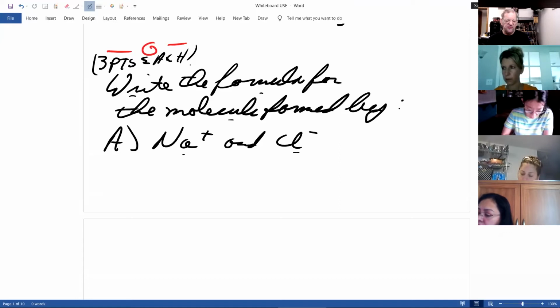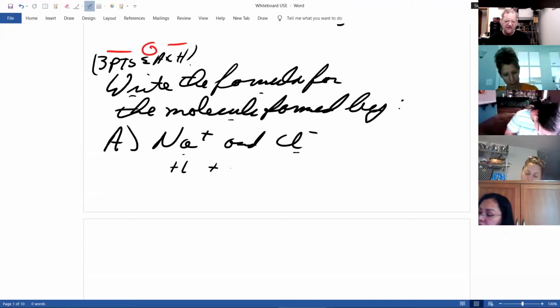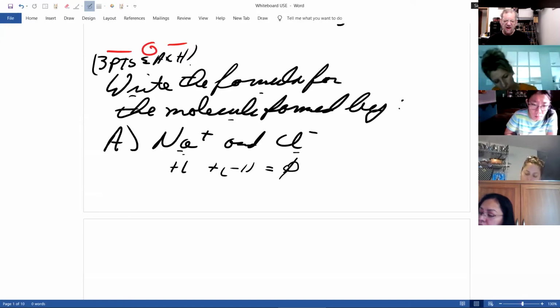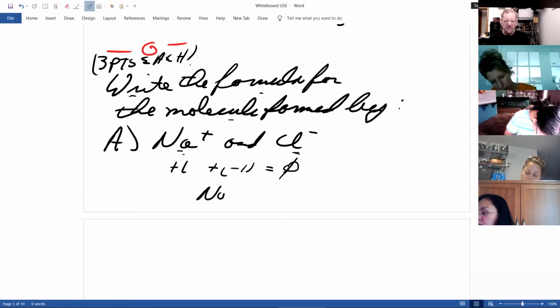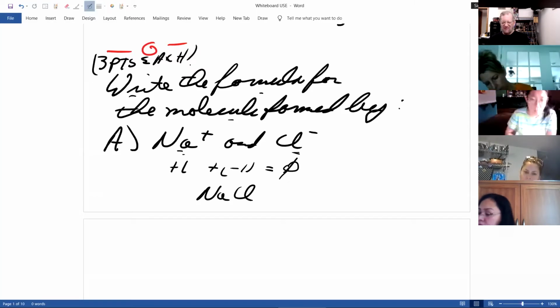Therefore, the sodium has a +1 and the chlorine has a -1. Does that add up to 0? And the answer is yes. So that means in a molecule with sodium ions and chloride ions, the formula would be this. Oh, look, it's table salt.